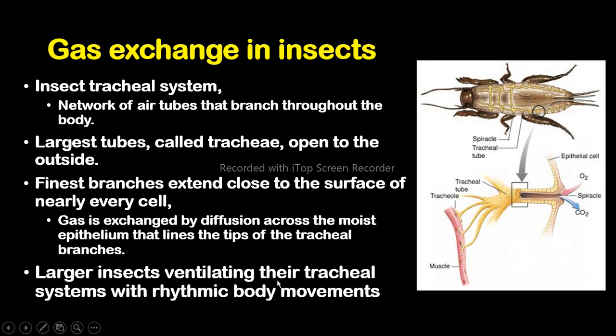Then larger insects ventilate their tracheal system with rhythmic body movements. So as an insect is busy flapping its wings, muscles contract and relax. The abdominal muscles play an important role as far as ventilation is concerned. As they contract, the pressure and volume change. And it is these pressure and volume changes within the insect's body that facilitate the movement in and out, the opening of the spiracle to either take in the respiratory gases or take out the respiratory gases.